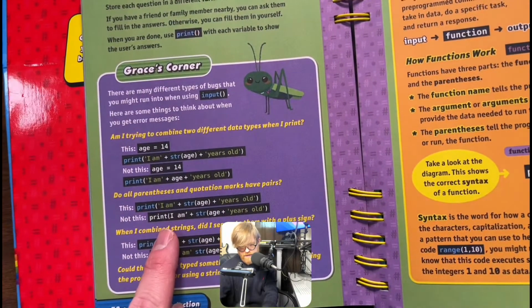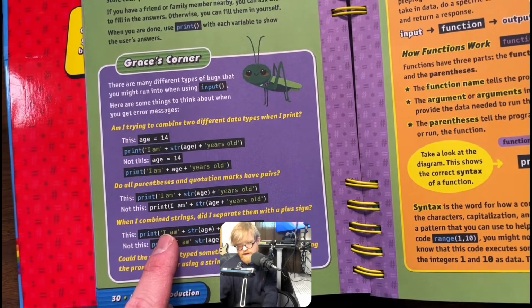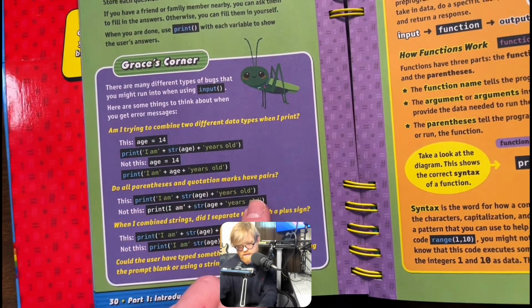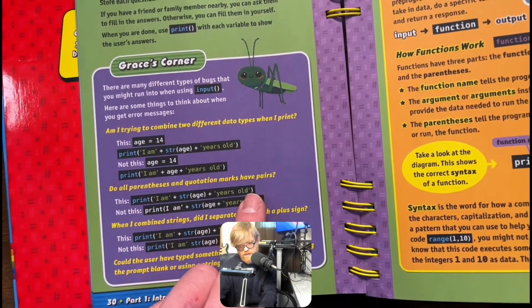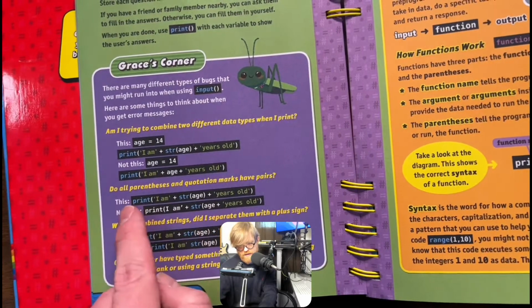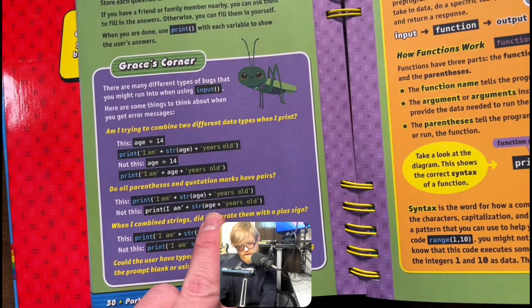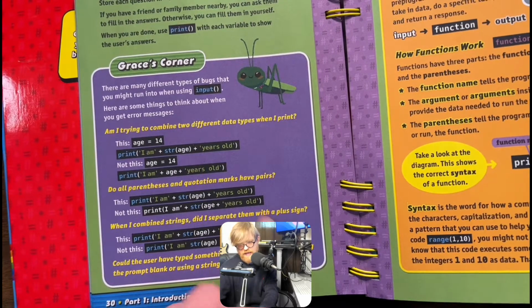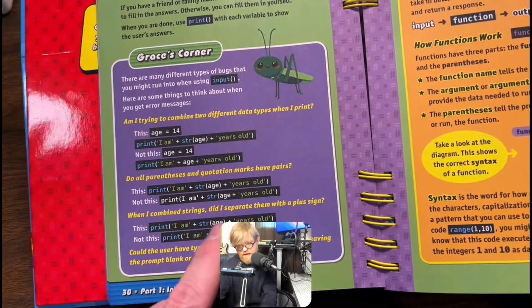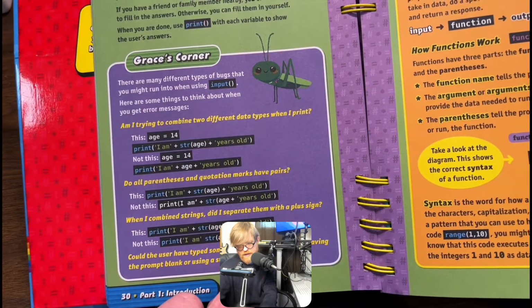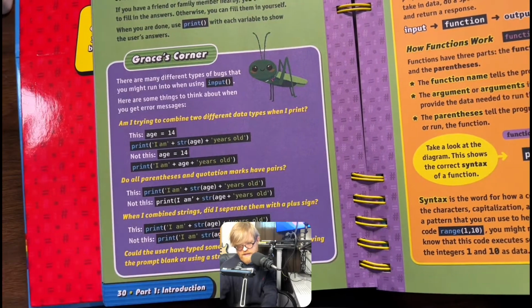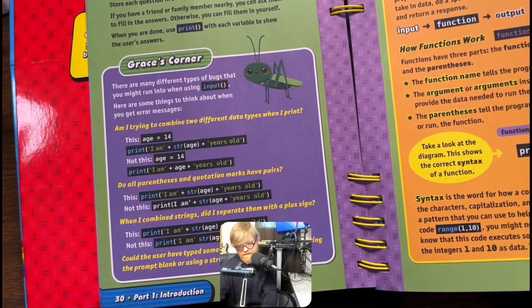And do all the parentheses and quotation marks have pairs? So, do I have this parenthesis for print paired up with one at the end, not to confuse it with this one, this set. Here's this and not this, where I've left out this one because I think I'm enclosing it here. And when I combine strings, did I separate them with a plus sign or not? So if you just put it here without any sort of concatenation, without putting it together with that plus, we're going to get an error.